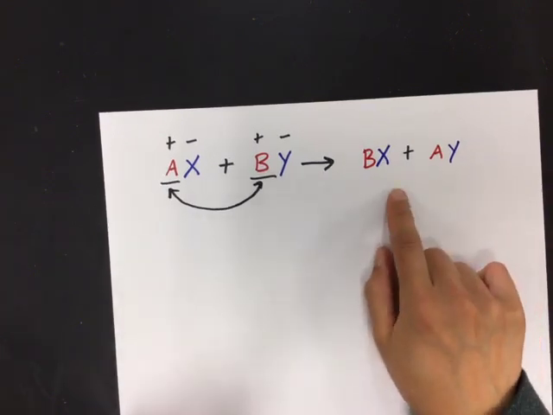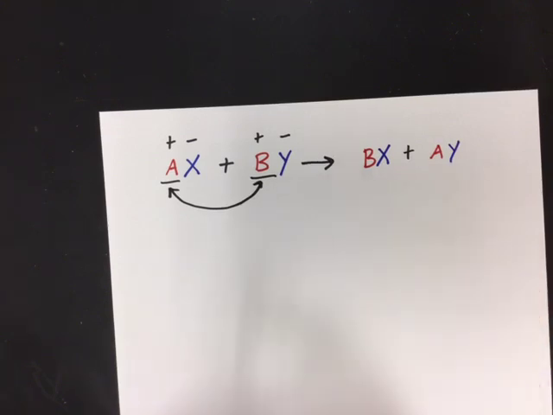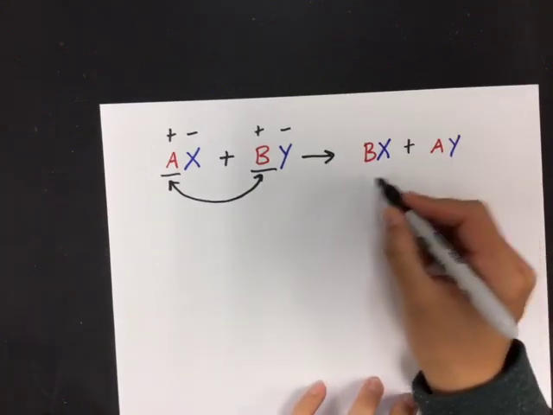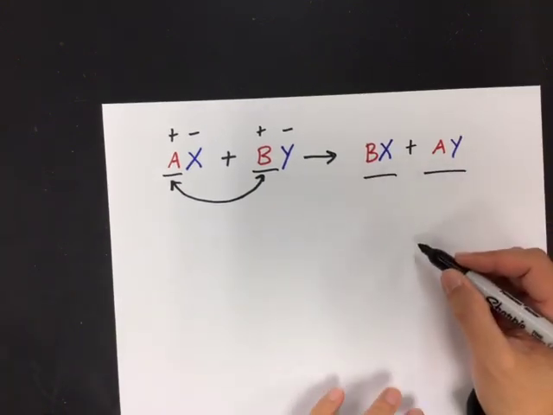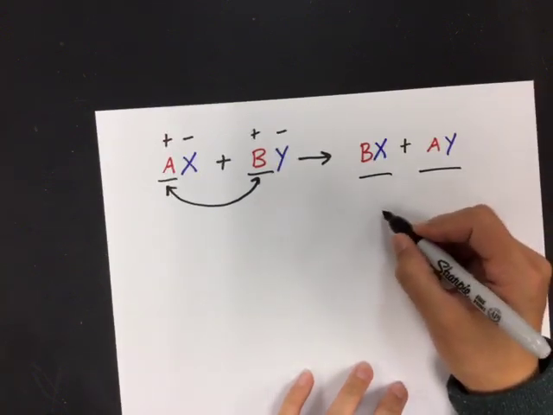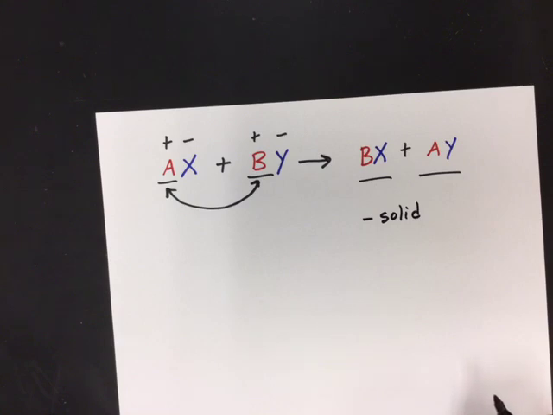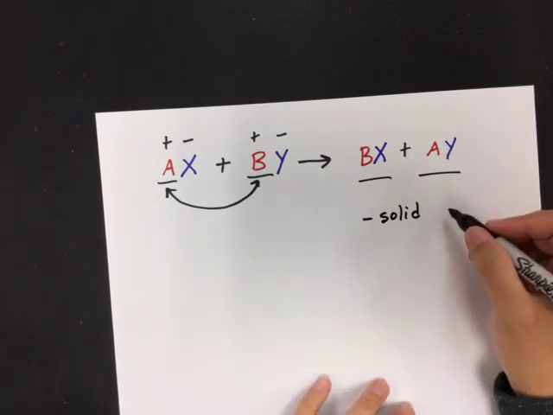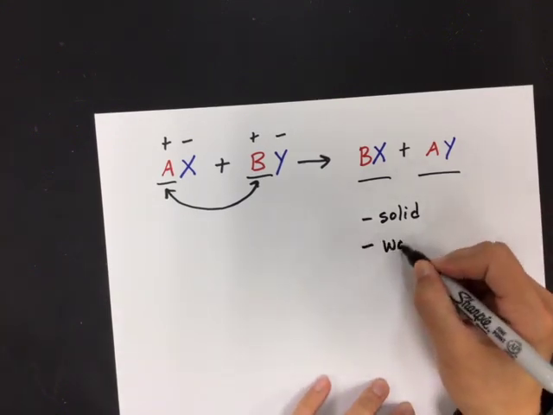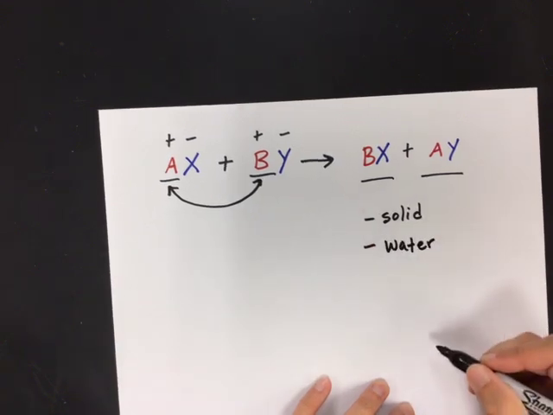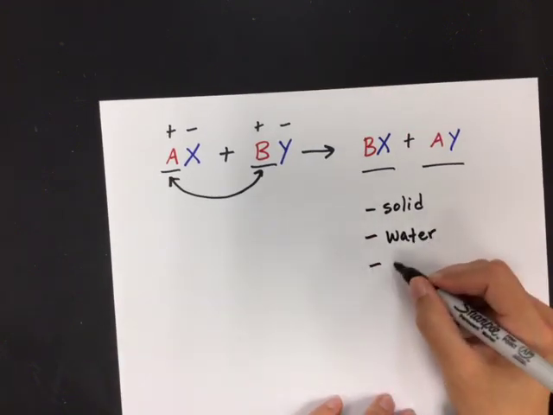The only way that this reaction is going to actually happen is if we get one of three possible products. One of these products has to be either a solid or a precipitate, that's another word for a solid, or it has to be water or a gas.